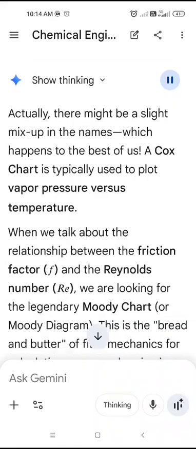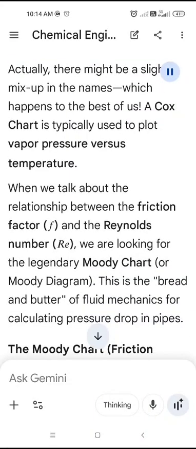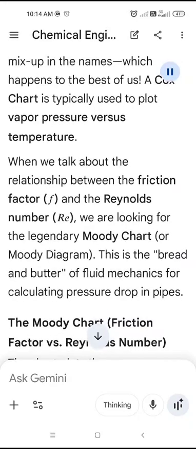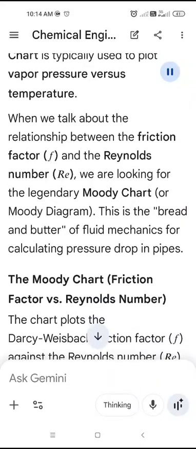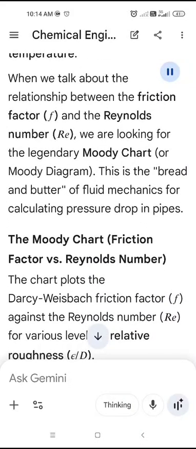Actually, there might be a slight mix-up in the names, which happens to the best of us. A Cox chart is typically used to plot vapor pressure versus temperature. When we talk about the relationship between the friction factor, f, and the Reynolds number, Re, we are looking for the legendary Moody chart, or Moody diagram. This is the bread and butter of fluid mechanics for calculating pressure drop in pipes.